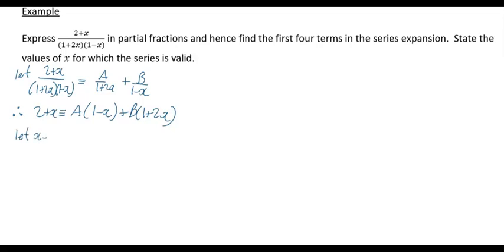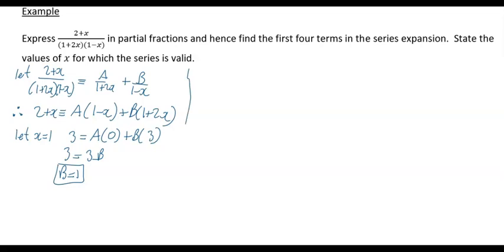I'm going to say let x equal 1. So what I mean by this is I put x equal to 1 on both sides. So my left hand side is just 2 plus x, so that becomes 2 plus 1, so it's just 3. My right hand side is going to be a times 1 minus 1, which is just 0, plus b times 1 plus 2 times 1, so 1 plus 2, so b times 3. So you've got 3 is equal to 3b, therefore your b is equal to 1. So find one of my unknowns.